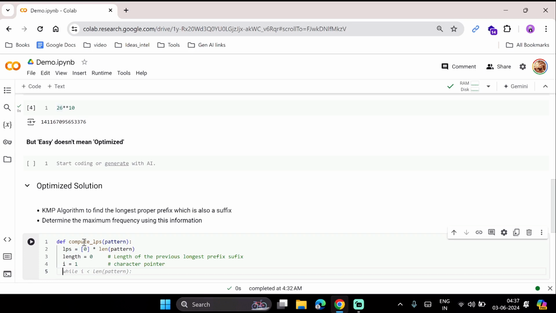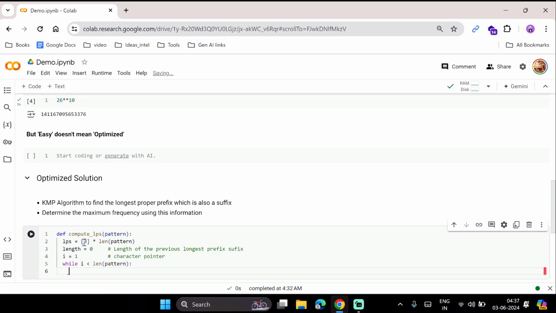Now we are going to write a loop. We need to iterate over the whole pattern, right? So while i is less than length of pattern. While is a loop, so until this condition is false, this is going to happen. So i will go from 1, 2, 3 up until the length of the pattern. If pattern[i] equals pattern[length], that means the characters match, so we increment length and set it as LPS[i].